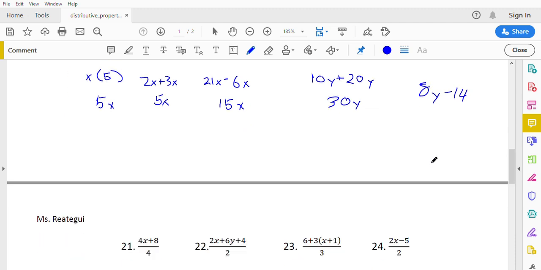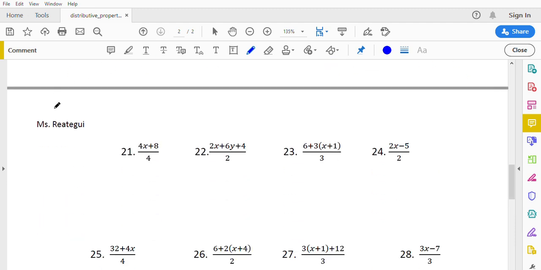Okay. Oh, by the way, I don't know who this woman is, but thank you for making this sheet. Ms. Rieta Gui, sure, I'm butchering that, but thank you wherever you are, lady. Thanks, appreciate it.